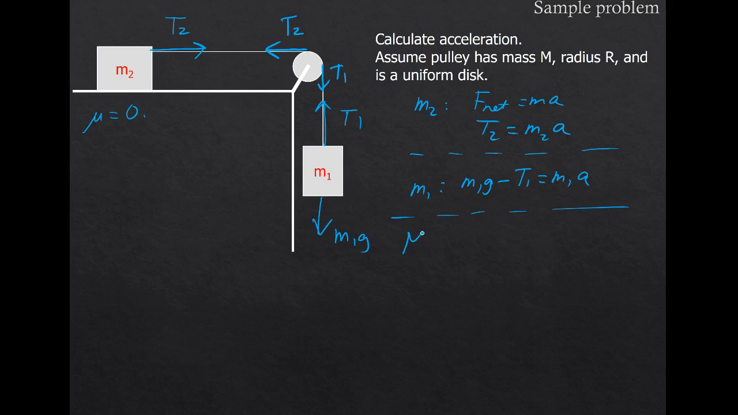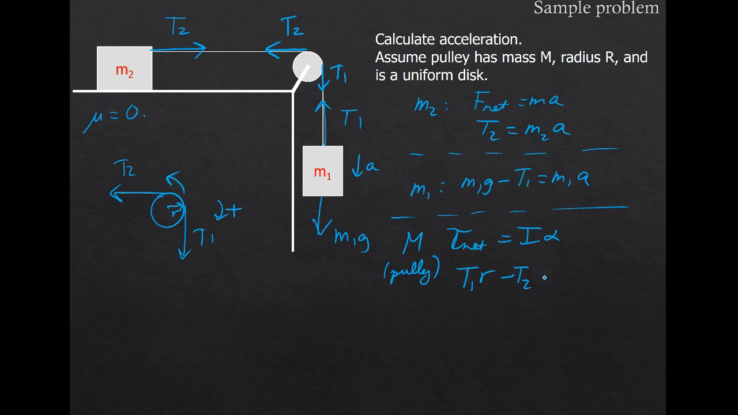And then for the pulley, well, let's just look at that in a little bit more detail. So this T1 is going to be causing a negative torque, and this T2 is going to be causing a positive torque. Okay, but because everything is accelerating downwards, T1 is actually in the positive direction. So we have that the net torque on the pulley is equal to I alpha. And the torque is going to be T1R minus T2R.